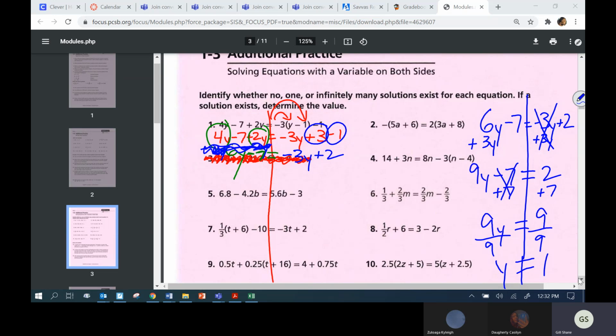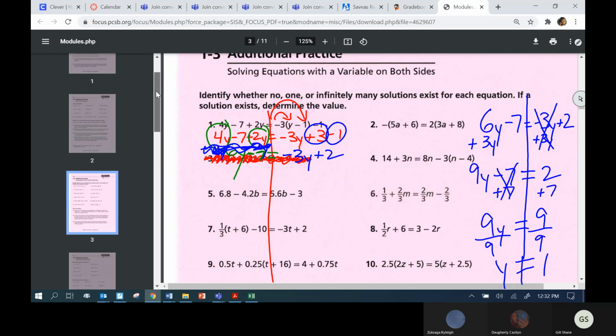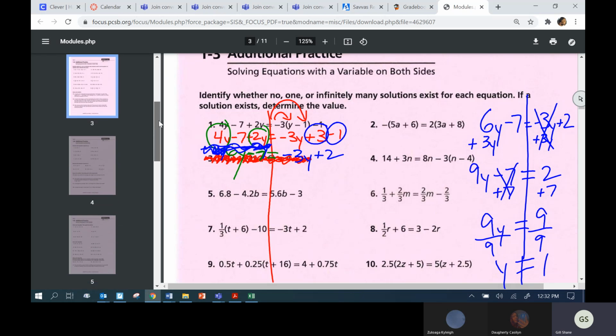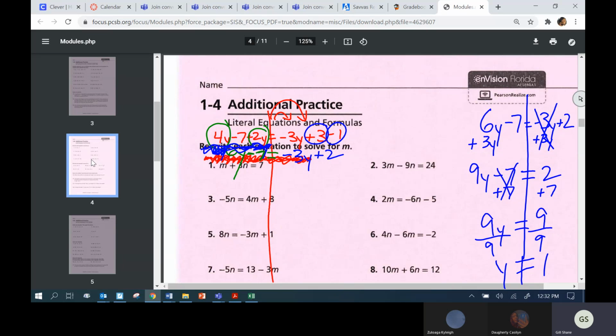So in addition to this review, there are obviously tons of videos on my YouTube that you can watch about solving equations also. There are some word problems on this page, but I'm not going to go over those. We'll go over some of the future word problems that are pretty much the same thing. So next, literal equations. We did this a long time ago.